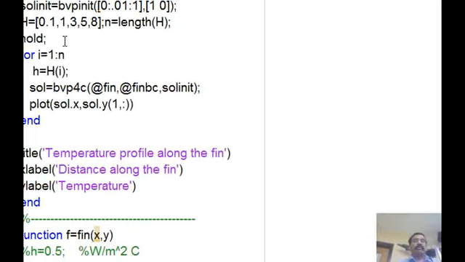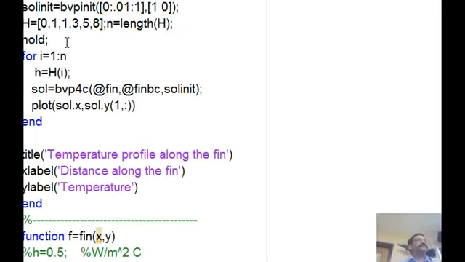Now I need to set up a loop. So I said n is equal to length of H. What am I doing there? Counting how many heat transfer coefficients I have to solve for. Then I put a hold. Do you remember what a hold does?